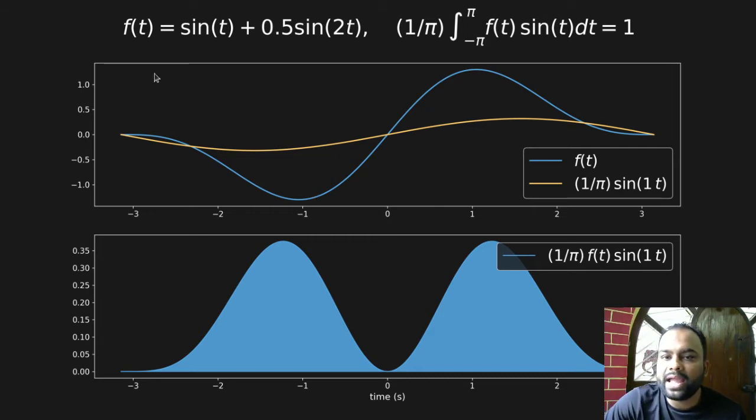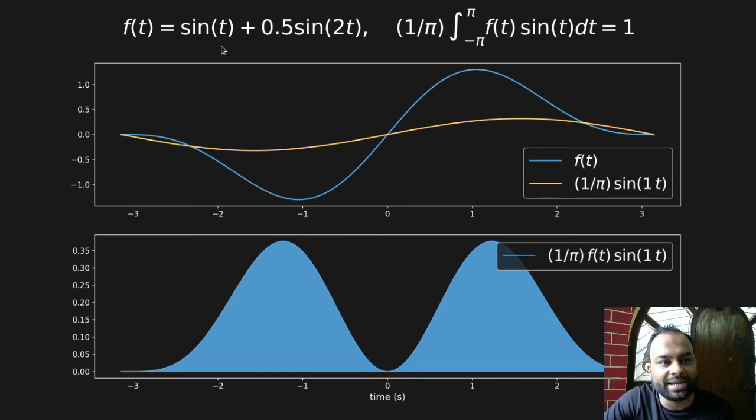Now again, say we have a more compound signal, right? Say we have a signal comprising sin t and half sin 2t. So it has a 1 radian per second component with an amplitude of 1, and a 2 radian per second component with an amplitude of half, right?